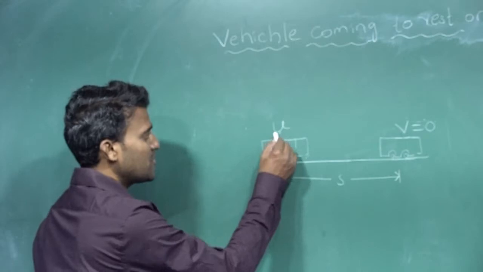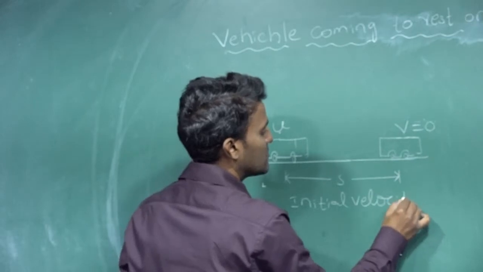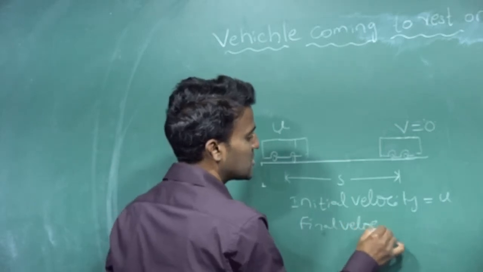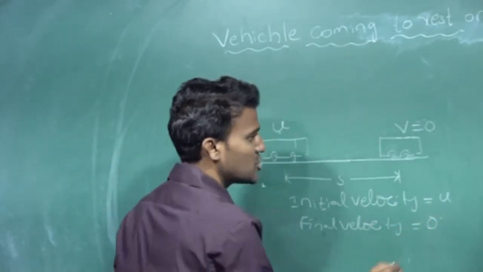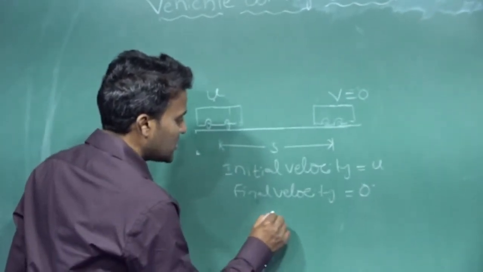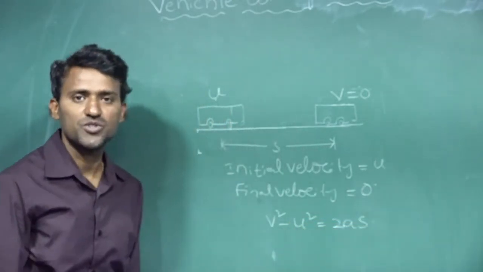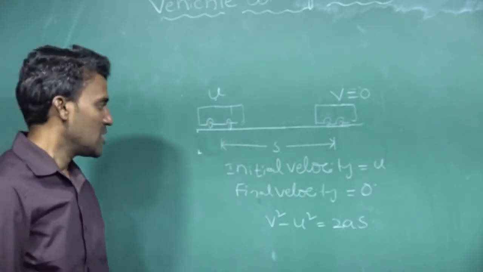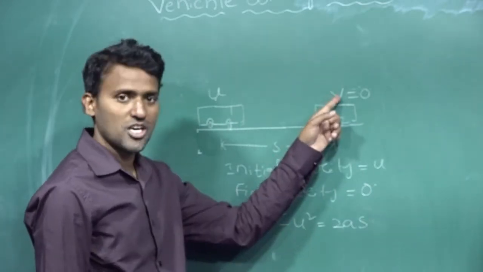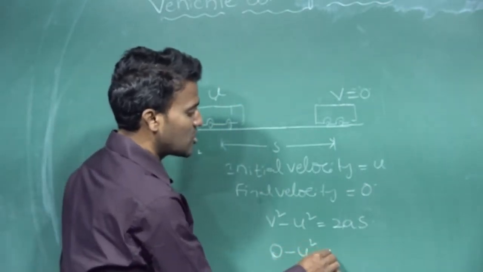See here, they have given very clearly: initial velocity is u. Finally, the final velocity of the object is equal to 0. Now we can write v square minus u square is equal to 2as. In this situation, v is the final velocity, which is 0. Initial velocity is u.